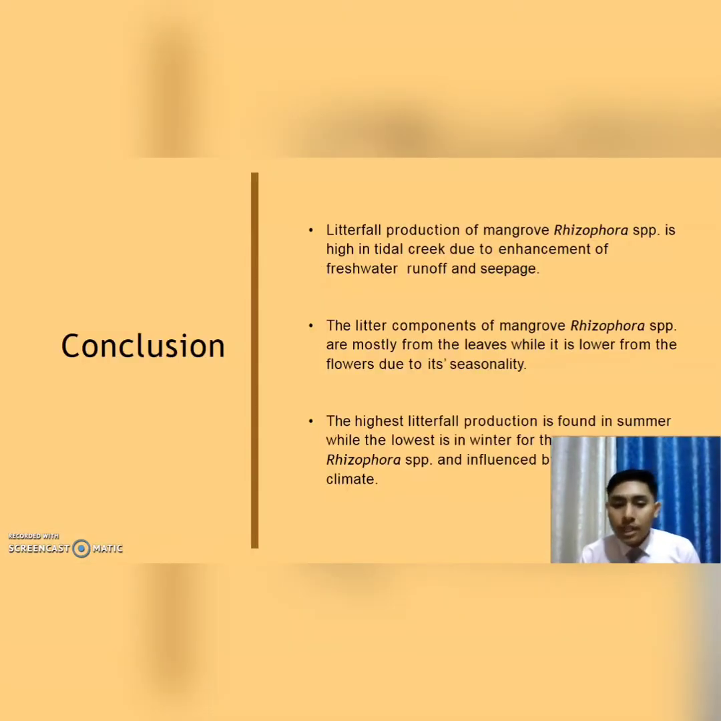For the conclusion, litterfall production of mangrove Rhizophora species is high in tidal creek due to enhancement of freshwater runoff and seepage. The litter components of mangrove Rhizophora species are mostly from the leaf while it is lower from the flowers due to its seasonality. Next, the highest litterfall production is found in summer while the lowest is in winter for the mangrove Rhizophora species, and it is influenced by season and climate.